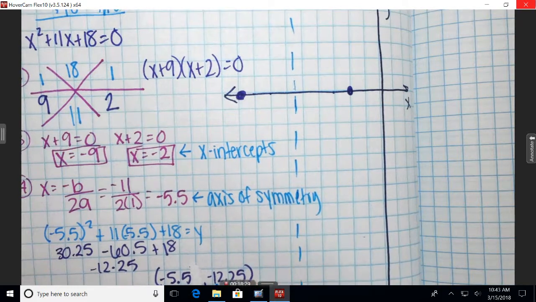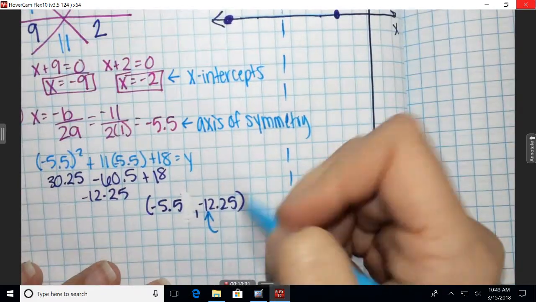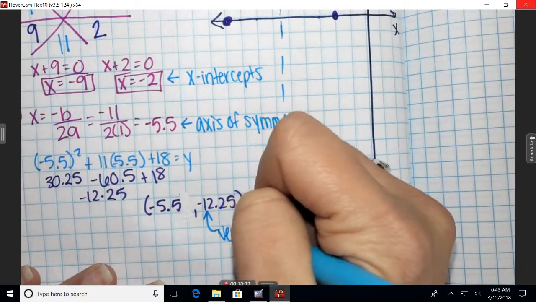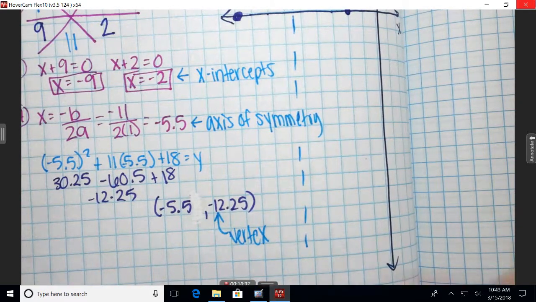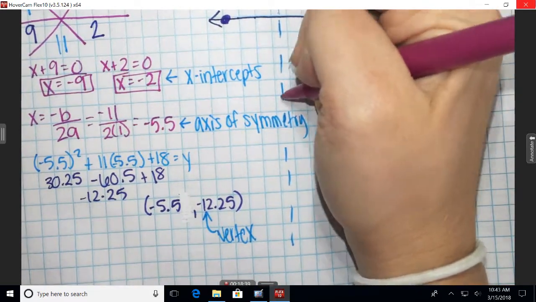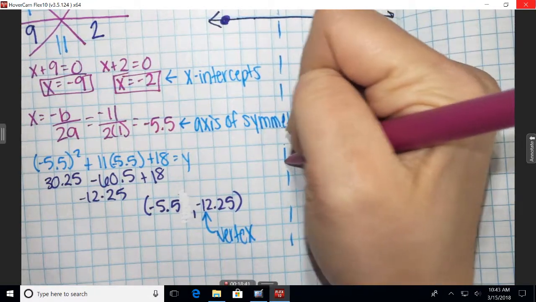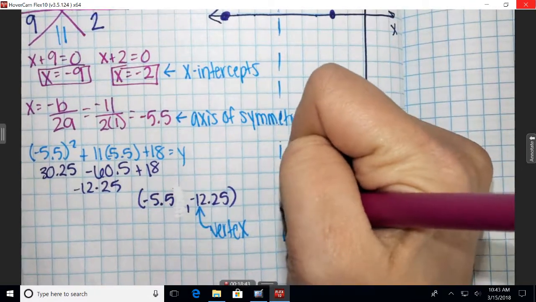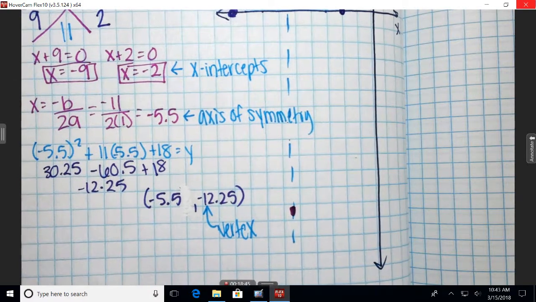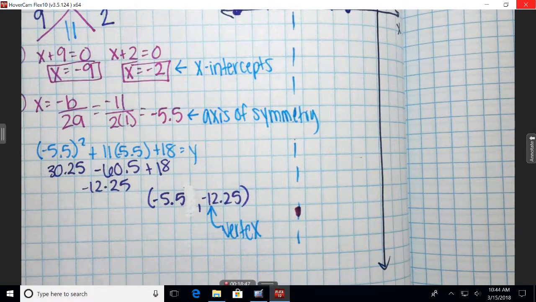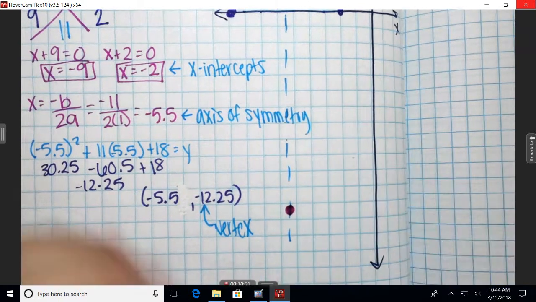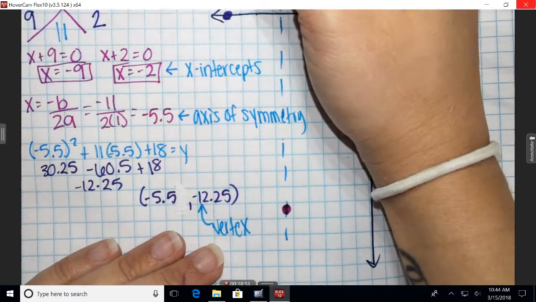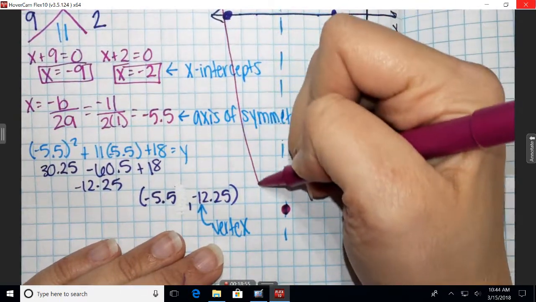And then the last thing I plot is your vertex. So that's down 1, 2, 3, 4, 5, 6, 7, 8, 9, 10, 11, 12.25. Do I connect all my dots with a U or a V? A U, it's a parabola.